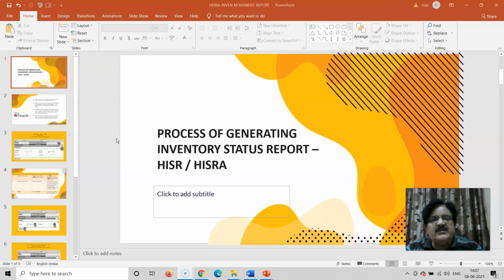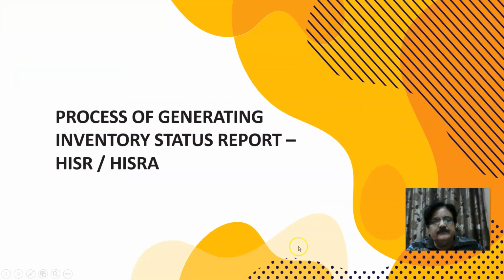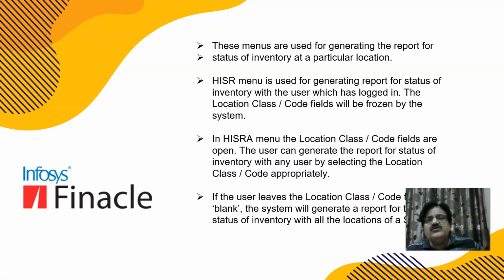Now there are two menu options for generation of report. One is HISR, one is HISRA, the process of generating inventory status report, right? So let's go. These are menus used for generating reports for the status of inventory at a particular location. The HISR menu is used for generating reports for the status of inventory with the user who is already logged in. The location, class and code fields will be frozen by the system because the user is already logged in. In the HISRA menu option, location, class and code fields are open. So HISRA is better when one can also generate the report for others.